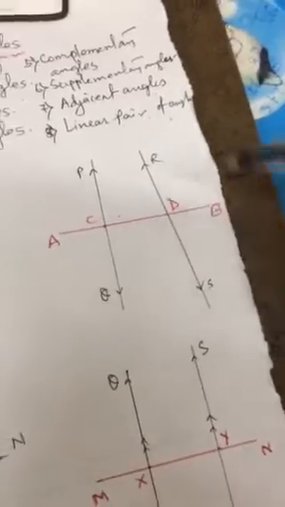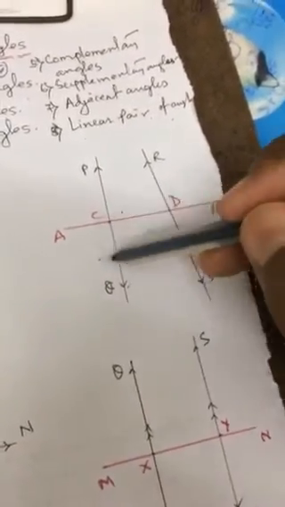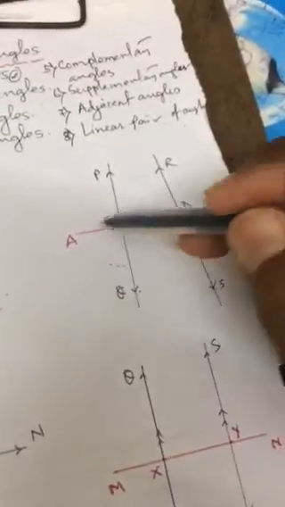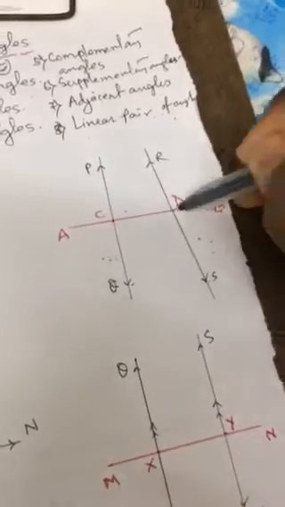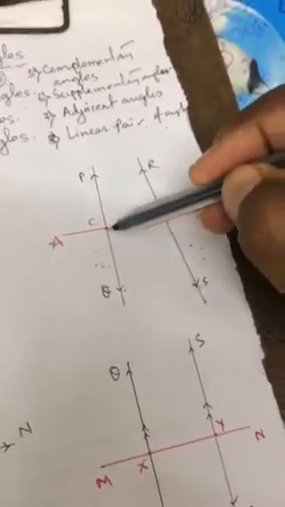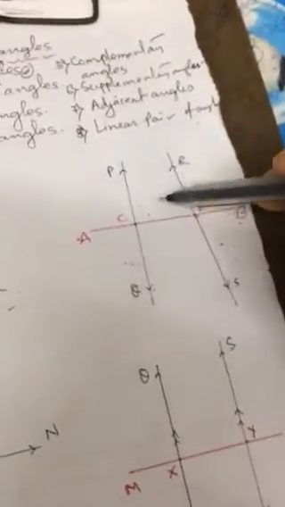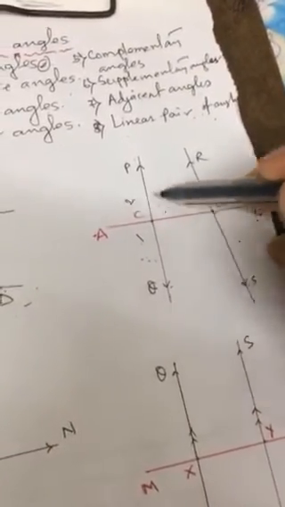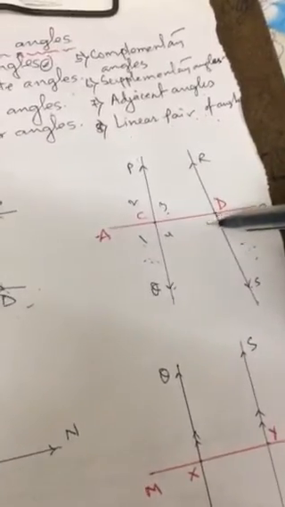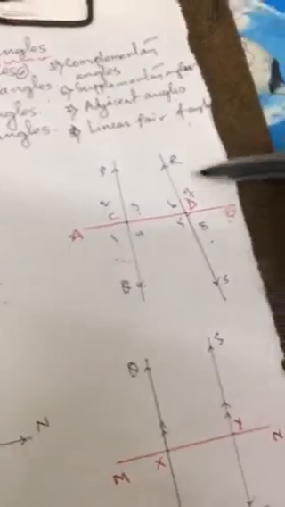In the same way, see this figure, PQ and RS. These two lines are non-parallel lines. These non-parallel lines are intersected by a third line, AB, and this AB is the transversal. The transversal AB intersects PQ and RS at C and D respectively. In that way, how many angles are formed? Angle 1, 2, 3, 4, 5, 6, 7, 8. Here also 8 angles are formed.